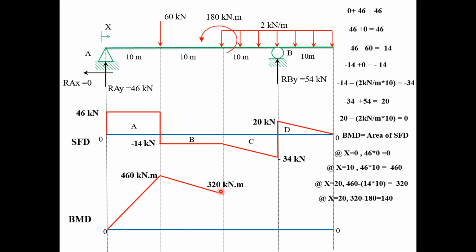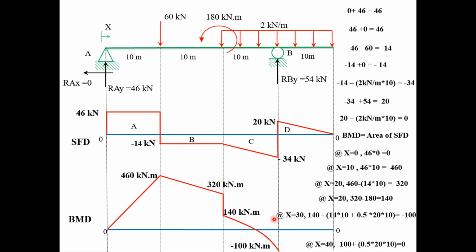At x equals 30 meter, we'll subtract the area of region C from the previous moment. So area of region C will be 1 over 2 base times height for this triangular region, and for the remaining rectangle region we have negative 14 times 10, so we'll have minus 100 kilonewton meter. Notice that the distribution of this bending moment is curved since this shear force distribution is not constant, so it will be a curve. And finally, at x equals 40 meter, we have the area of this region, 10 times 20 over 2 will have 100, so minus 100 plus 100, it will give us 0.